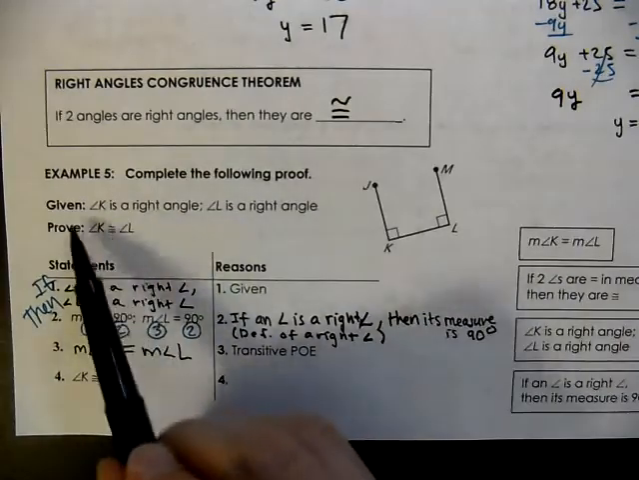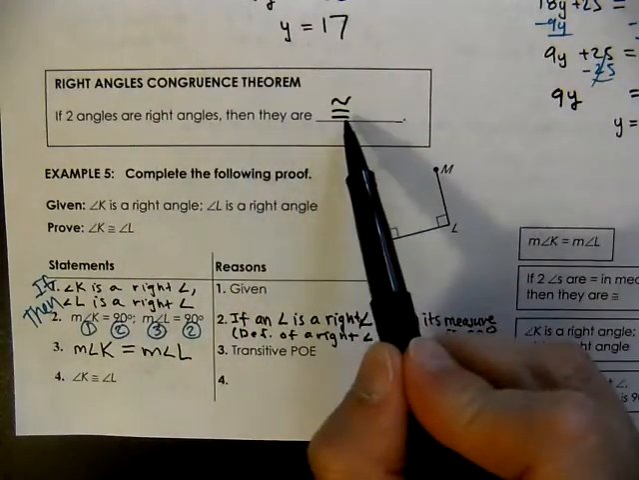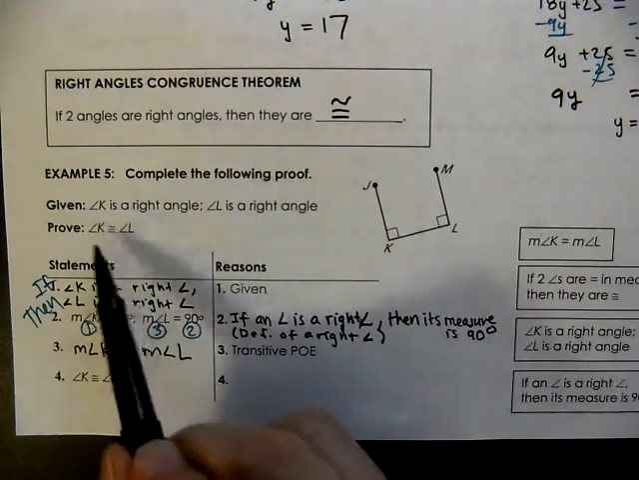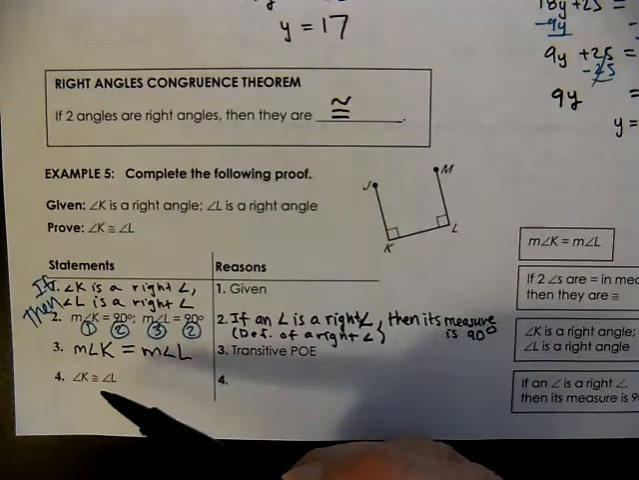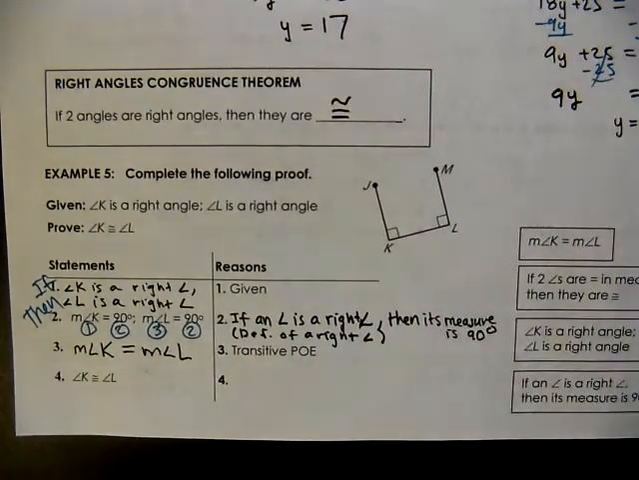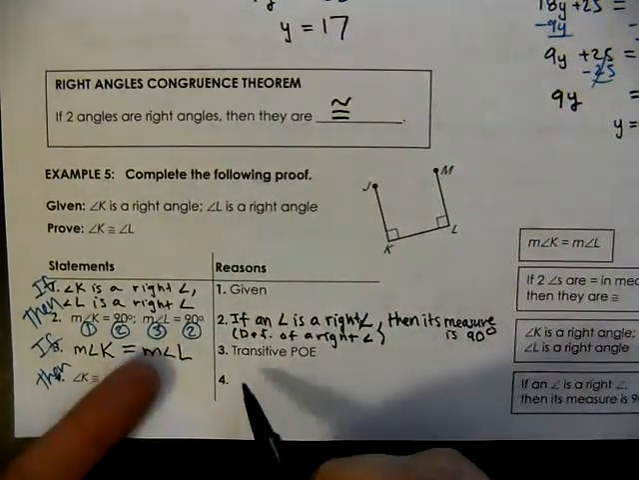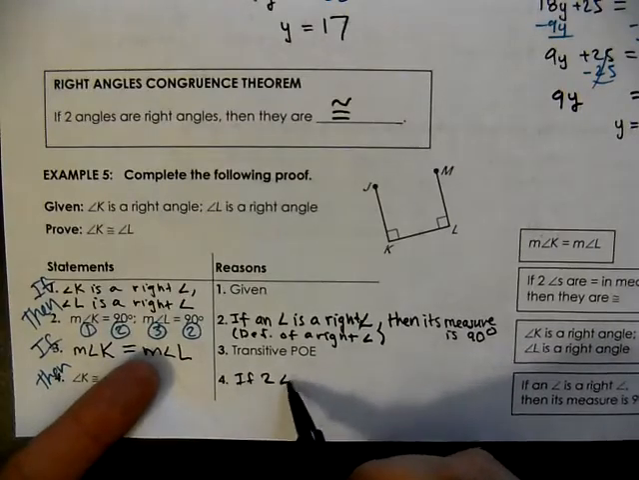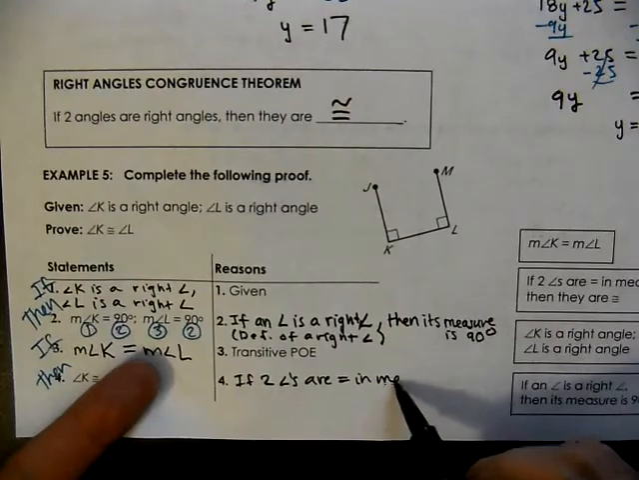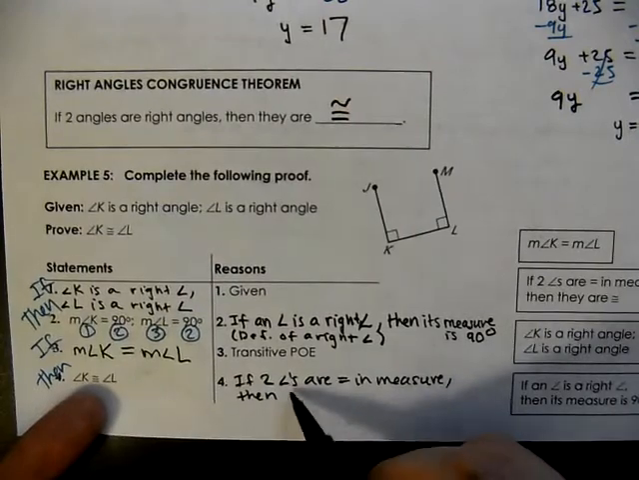Now remember, we wanted to show that these angles are congruent. We didn't say then they are equal, it says then they are congruent. We have to show that these two angles are congruent. So we have to then transition from this equal sign to this congruent sign. So again, think of an if-then to write. So if two angles are equal in measure, comma, then they are congruent.